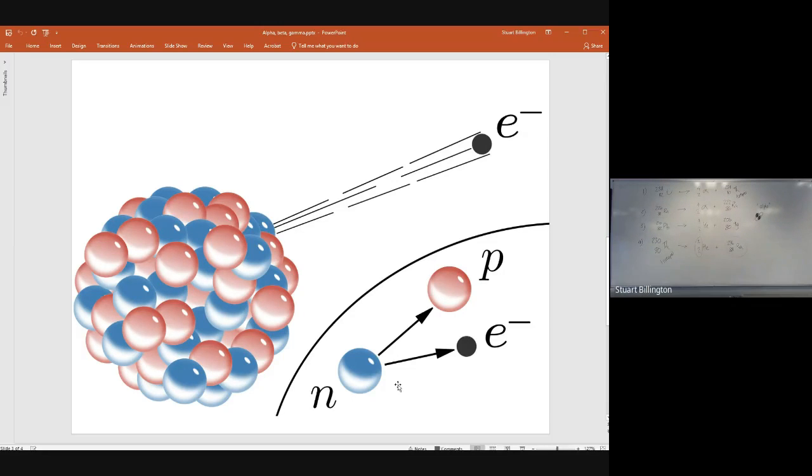Because the neutron and the proton, they don't go anywhere. The neutron turns into a proton and the proton stays behind. The proton doesn't go anywhere. It doesn't leave the nucleus. It's just the electron that does, the beta particle.